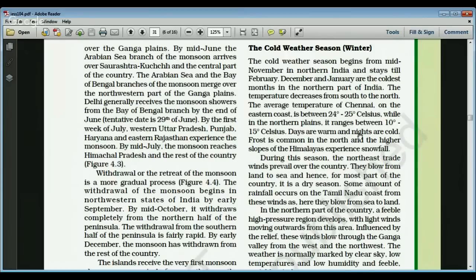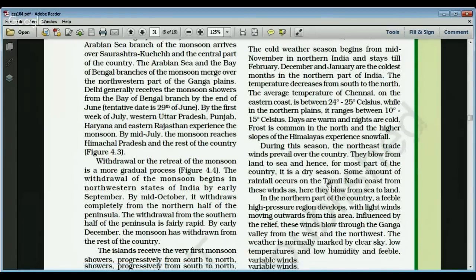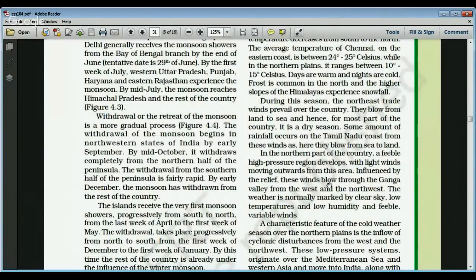I've told you this is the most important characteristic of the cold weather season. That is, the days are warm and the nights are cold. Please remember this. And frost is very common in the north and the higher slopes of the Himalayas. They experience snowfall also. And during this winter season, the northeast trade winds actually prevail over the country and they blow from land to sea. And hence, for most part of the country, it is a dry season. So the northeast trade winds actually prevail in the winter season of India.